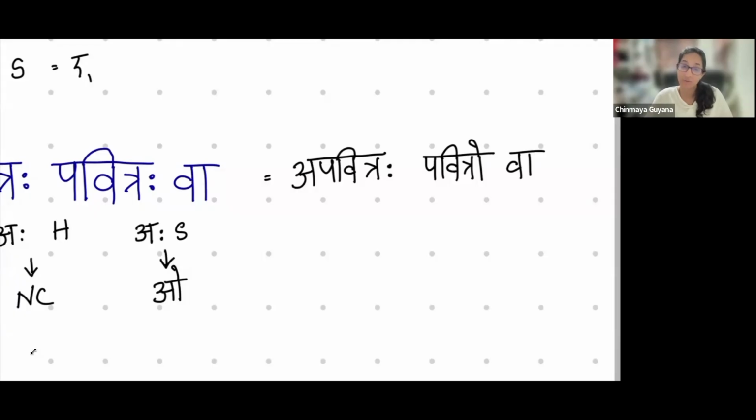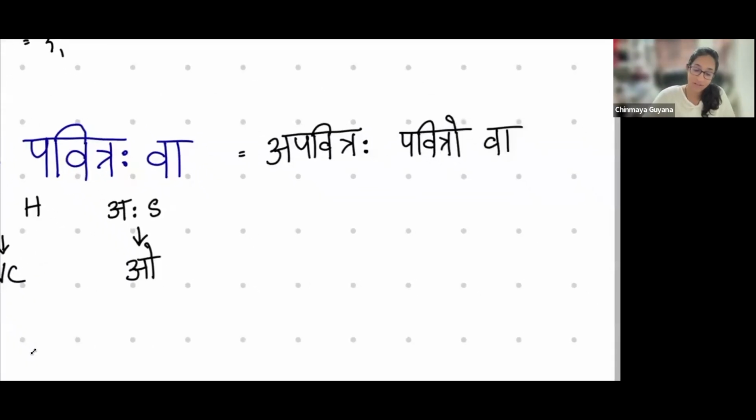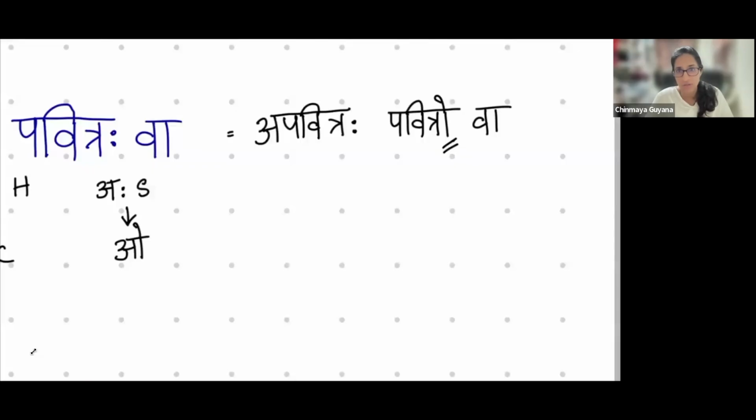Okay, so I'm going to send homework to challenge you all now. Going from the Visarga Sandhi applied version to breaking up the words. It's the exact same thing, just in reverse. Okay? So if I gave you apavitraha pavitrova, well, you will know, oh, that means this is a visarga because O is a visarga. But you will write the rule for me and then you'll write the original.